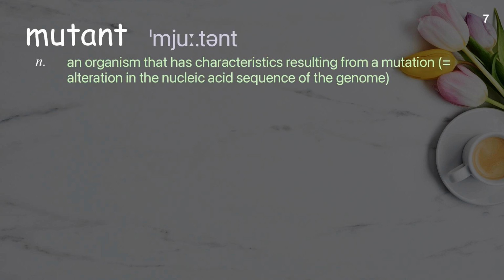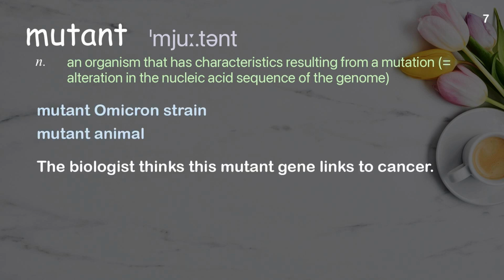Mutant. An organism that has characteristics resulting from a mutation, an alteration in the nucleic acid sequence of the genome. Examples: Mutant Omicron strain. Mutant animal. The biologist thinks this mutant gene links to cancer.